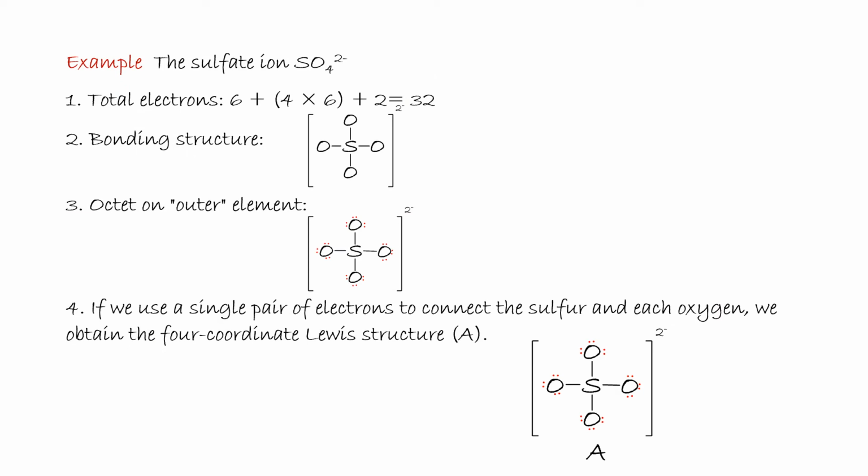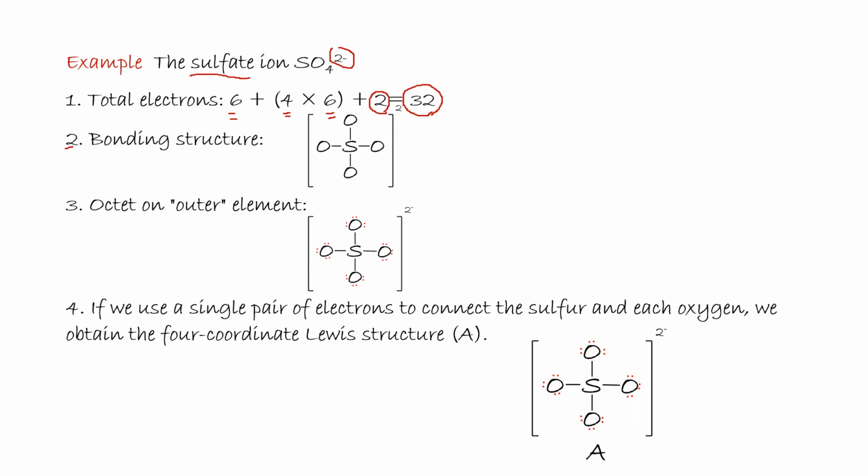Another example is the sulfate ion, SO4 2-. Total number of electrons: 6 for sulfur, 4 atoms of oxygen, each one 6 electrons, plus 2 electrons for the charge, so it makes 32 electrons. Okay. Step 2, make the bonding. Sulfur in the middle and 4 oxygen atoms as outer elements.